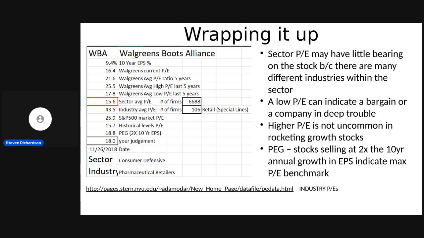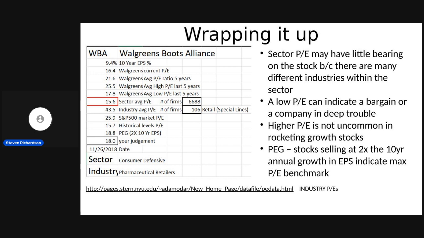Then the industry, which is pharmaceutical retailers, is 43.5, and our PE is much lower. There are 106 constituents in that retail line. Standard and Poor's 25.9, that's the current Standard and Poor's. Historic 15.7. The PEG is 2 times the earnings per share.